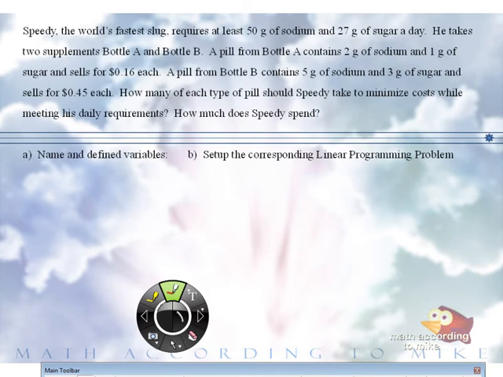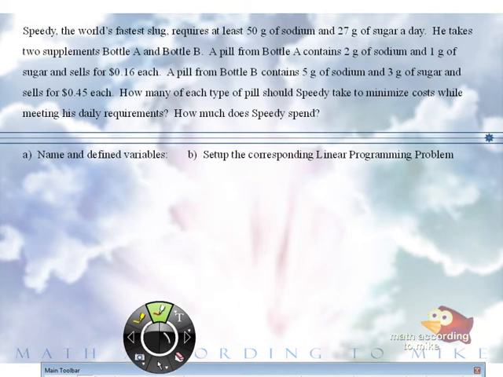Speedy! The world's fastest slug requires at least 50 grams of sodium and 27 grams of sugar a day. So for part A, name and define variables. Well, go to the question. How many of each type of pill should Speedy take? Do we know how many of each type of pill Speedy should take? No. So what do you want to call the pills from bottle A?